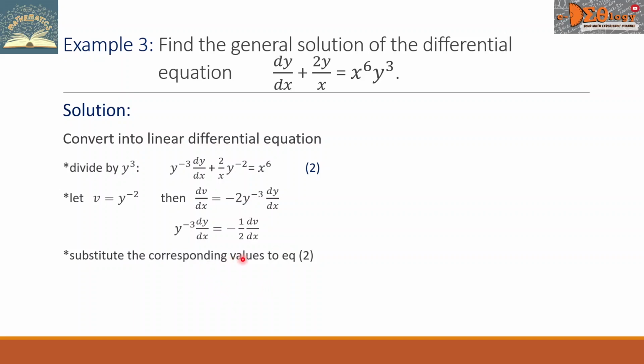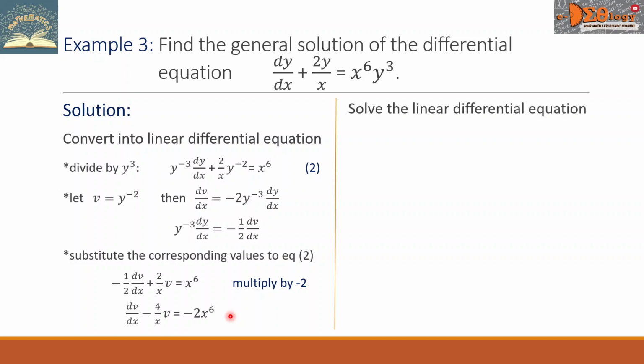Next, let us substitute the corresponding values to equation 2. So the equation 2 here becomes negative 1/2 times dv over dx plus 2 over x times v equals x raised to 6. Let us put this into standard form by multiplying this by negative 2. So our equation becomes dv over dx minus 4 over x times v equals negative 2 times x raised to 6. It is now converted into linear differential equation. Let us solve this equation. We can collect the values of p and q respectively. The p is equal to negative 4 over x, while the q equals negative 2 x raised to 6.